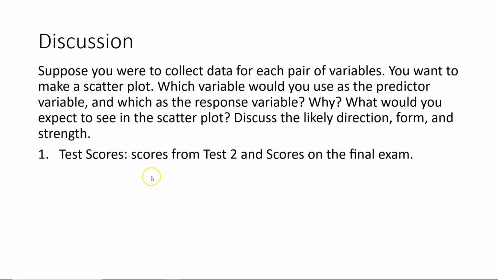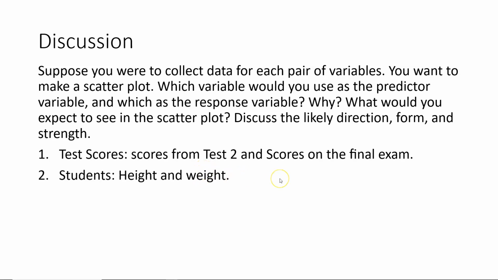For the first example, we want to look at the test scores from a set of students, scores from test 2 and scores on a final exam. I would use as my predictor the scores from test 2 and the response variable being the scores on the final exam. I would expect there to be a positive correlation. In other words, I would expect the scores on the final exam to show some improvement. That may not be the case, so the likely direction would be upwards from left to right. I would expect the strength to be fairly strong, but again, that's open to debate.